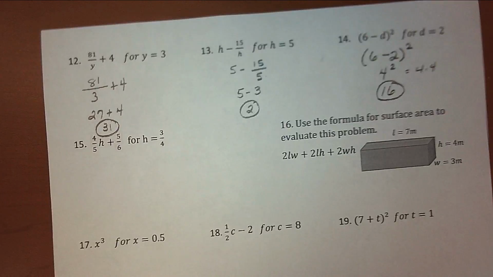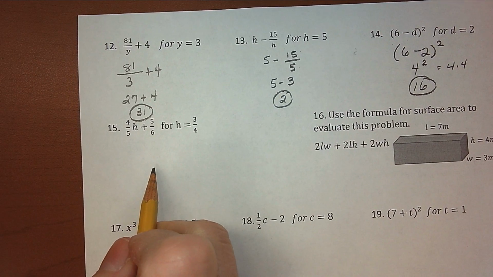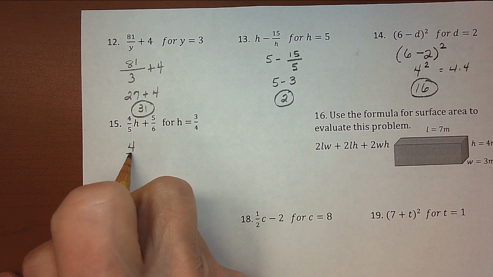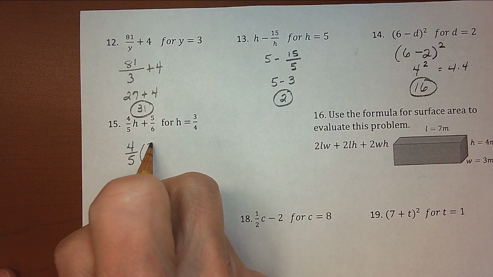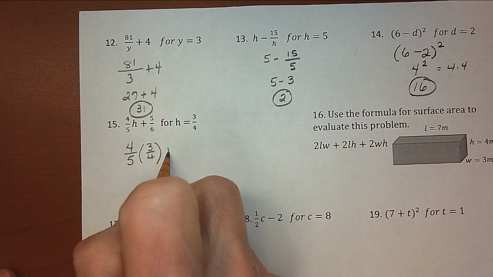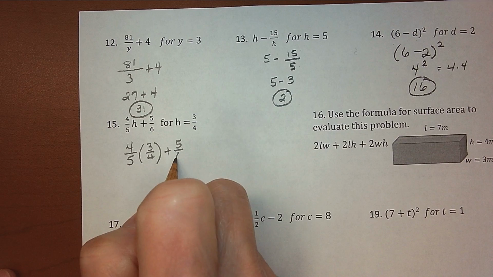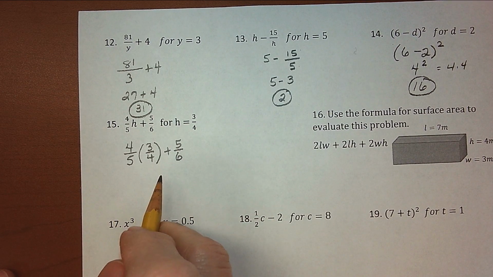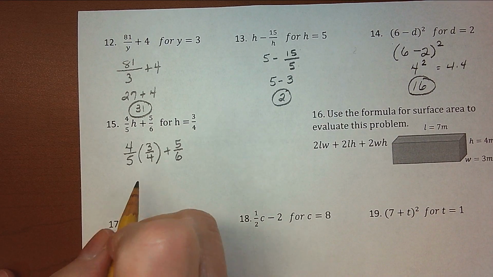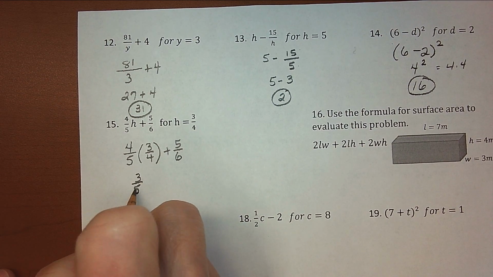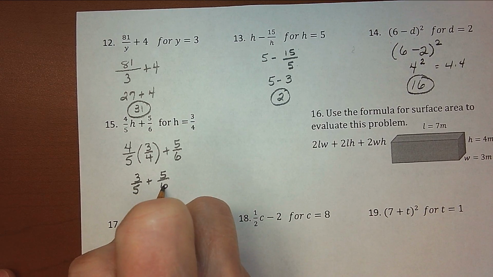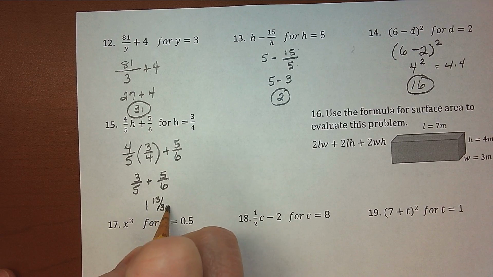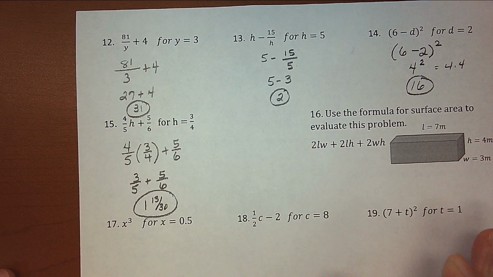Alrighty, next problem, we've got 4/5 times h plus 5/6, and h is 3/4. So we've got 4/5 times 3/4, and then we'll add in 5/6. So of course, order of operations says to do multiplication first. So we'll multiply 4/5 and 3/4 together first, and we're going to get 3/5 there. And then we'll add 3/5 to 5/6, and when we do that, we'll get 1 and 13/30. And so our final answer here should be 1 and 13/30.